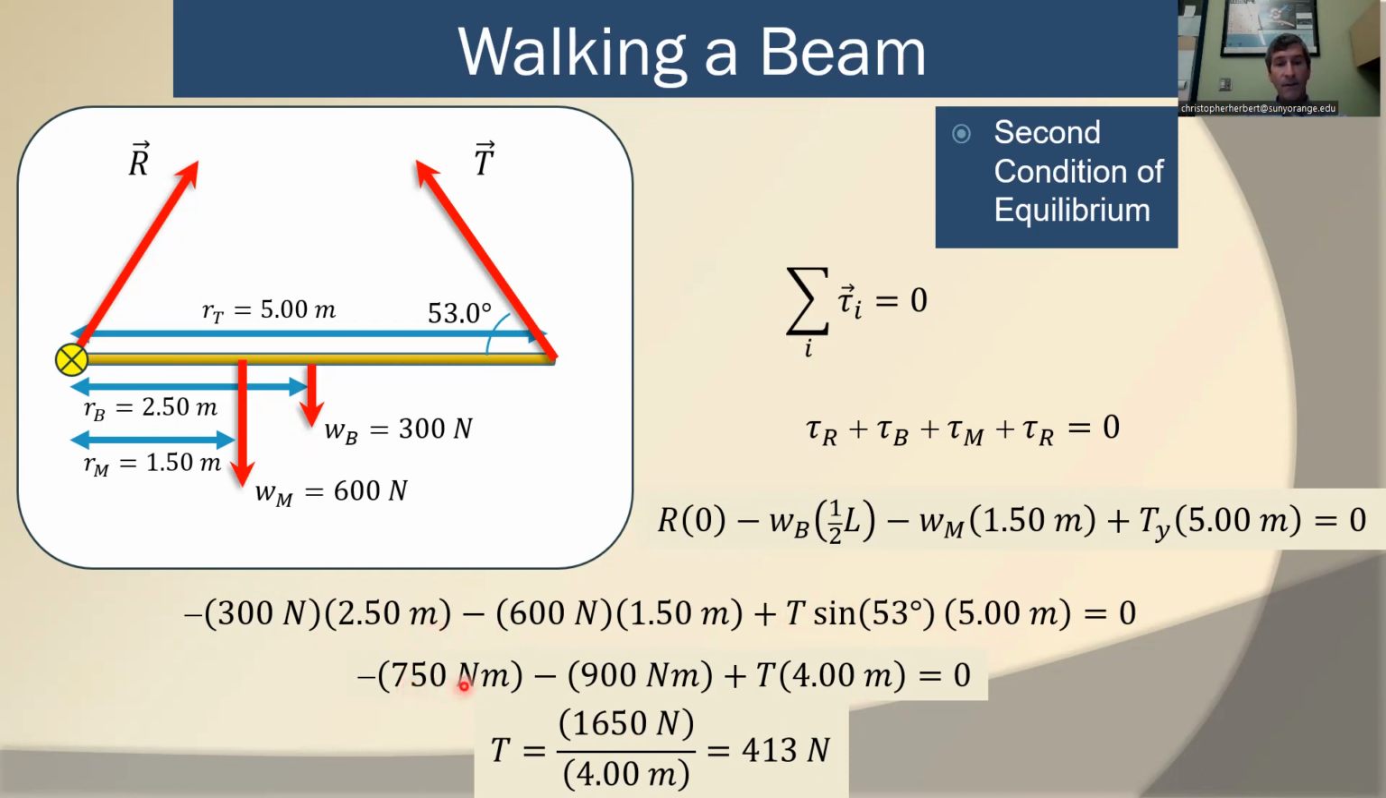So negative 750 Newton meters plus negative 900 Newton meters gives me negative 1650 Newton meters. So T times 4 meters equals 1650. I divide both sides by 4 meters, and I get that the tension of the cable is 413 newtons. Now I can do the first condition of equilibrium, and this will help me solve for R.